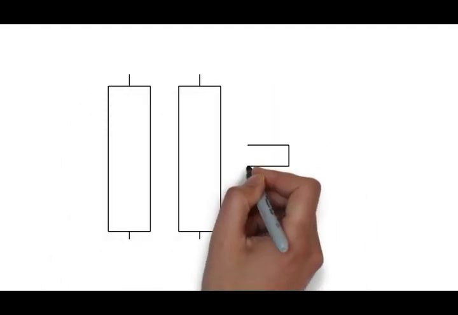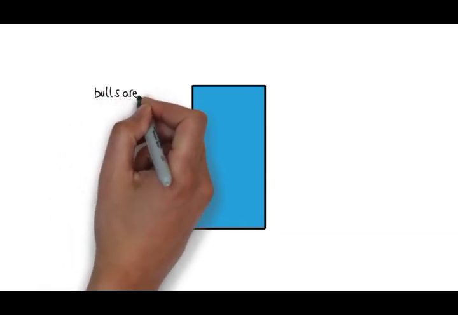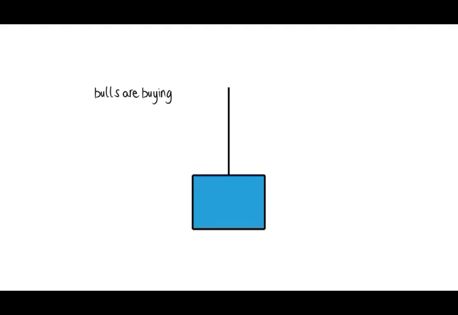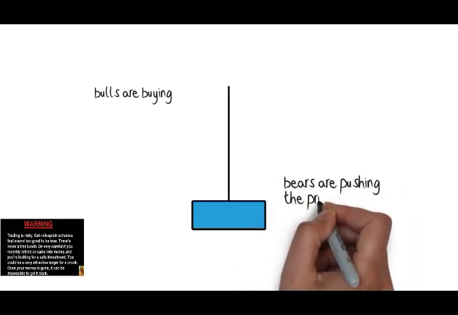Large real bodies indicate strong buying or selling. Small bodies show that there has been low buying or selling pressure. Shadows provide us with the info of how high or low the price has been in a particular session. Long shadows tell us that traders haven't approved a certain price level, and when the price approached, they pushed it back towards its opening price.